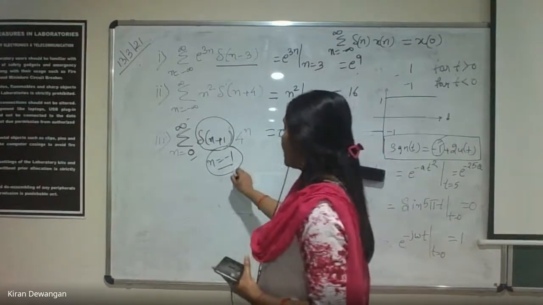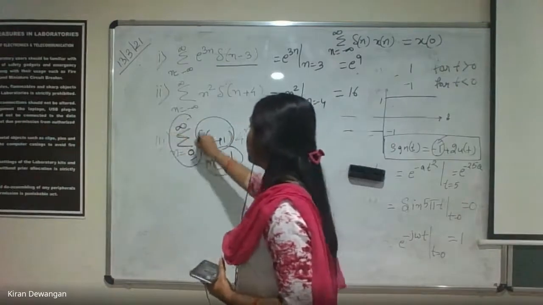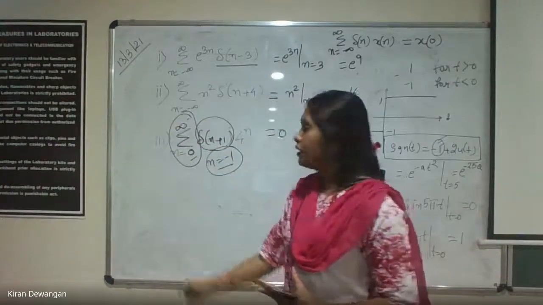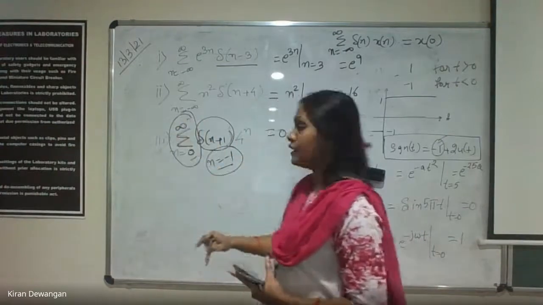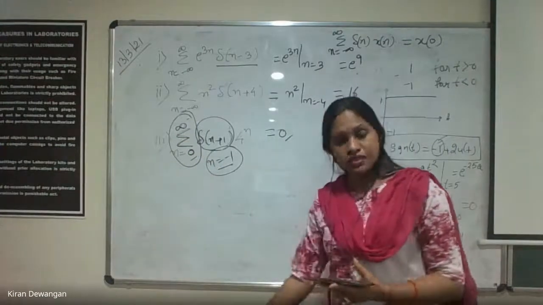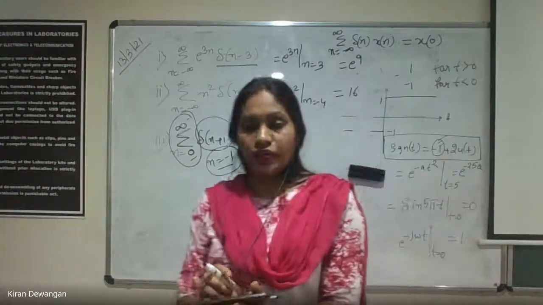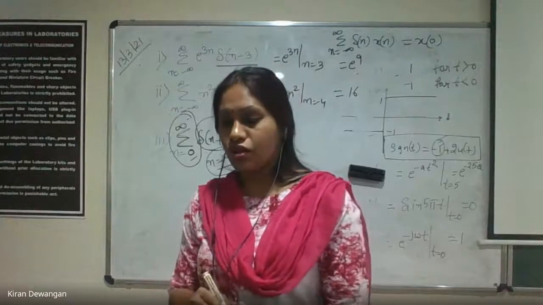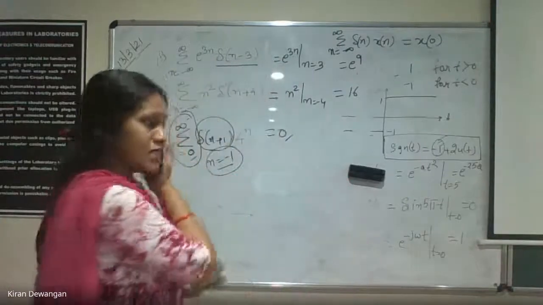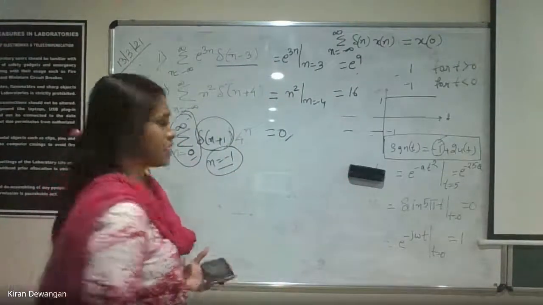So this n equals minus 1 is not in the range of the summation. It is from 0 to infinity. So the answer is 0. So that is how we can solve the questions based on the sample sequence, by just making use of the properties of the sample sequence.